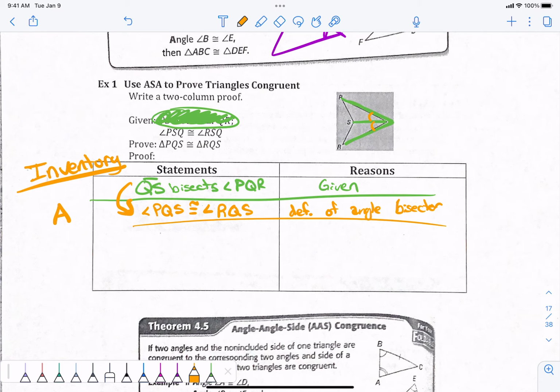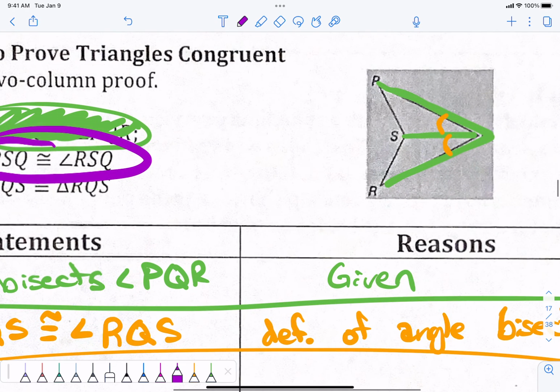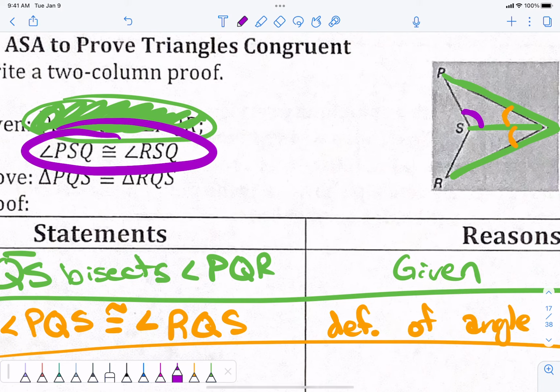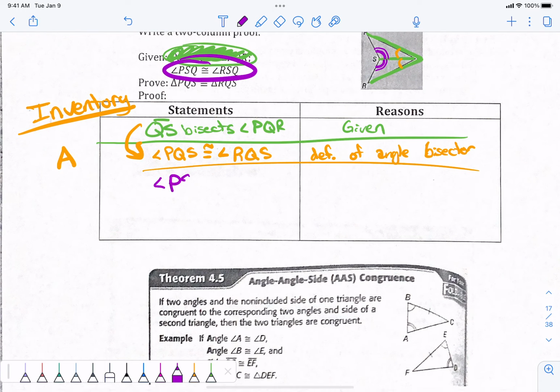Okay, now let's go back to the given. Angle PSQ and angle RSQ. PSQ is this angle here, and RSQ is this angle here. So those two are matching each other. Okay, let's write that down. Angle PSQ is congruent to angle RSQ, and that's given.